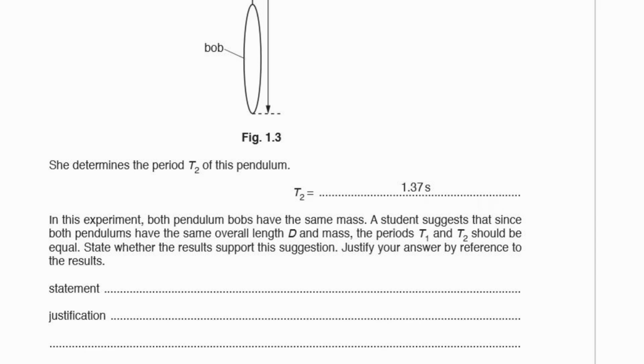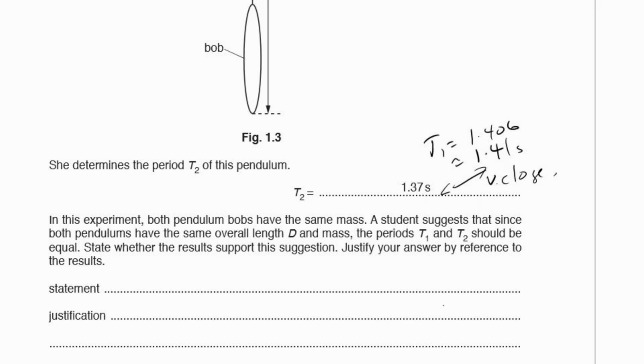In this experiment, both pendulum bobs have the same mass. The student suggests that since both pendulums have the same overall length d and mass, the periods T1 and T2 should be equal. State whether the results support this suggestion. Justify your answer by reference to the results. So the value we got for T1 was 1.406, which give or take is 1.41 seconds. And as you can see, these are actually very close.